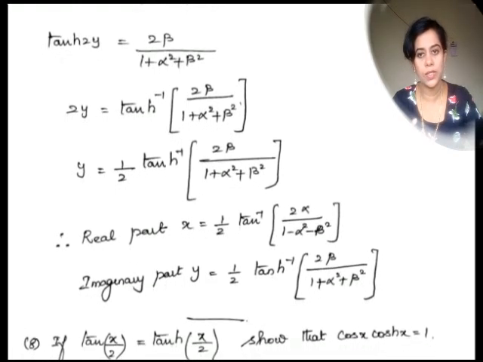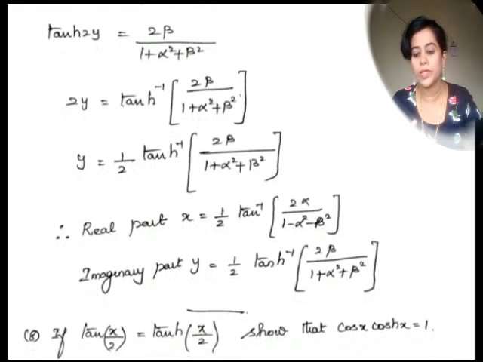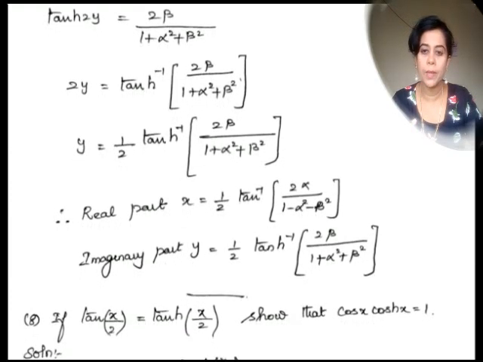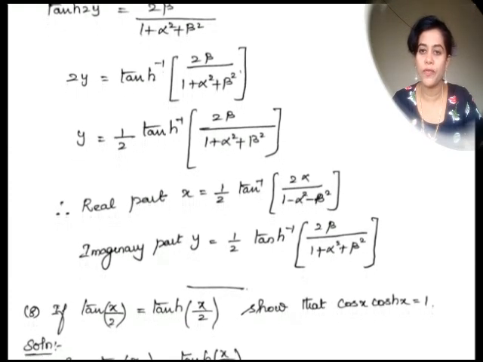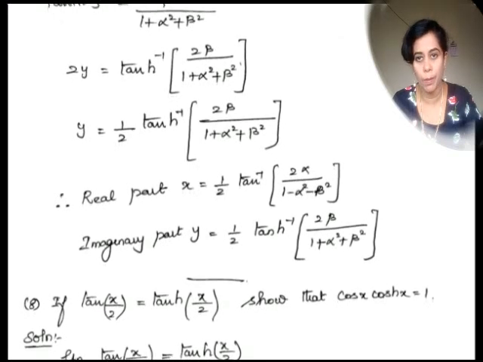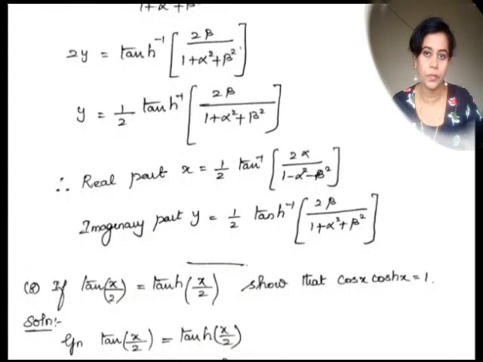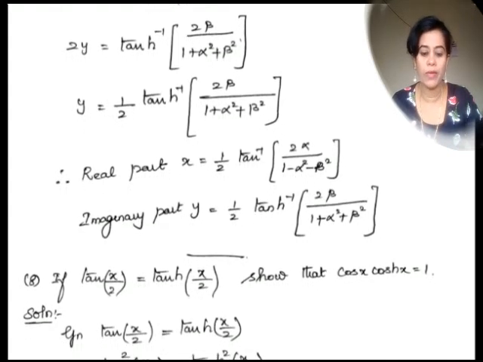So the real part is x is equal to half times tan inverse of 2 alpha divided by 1 minus alpha square minus beta square, and the imaginary part is y is equal to 1 by 2 of tanh inverse of 2 beta divided by 1 plus alpha square plus beta square. So we proved the result. I hope you have understood.